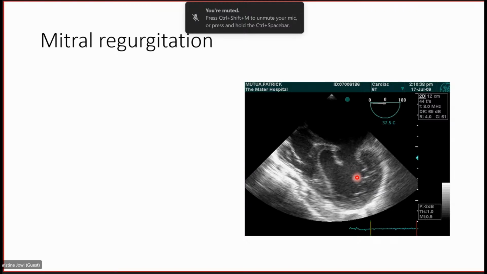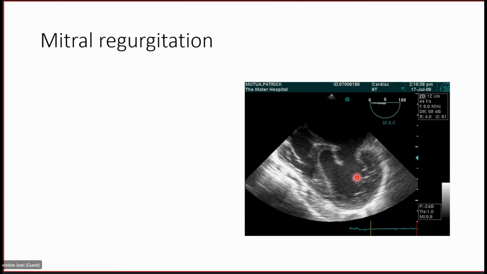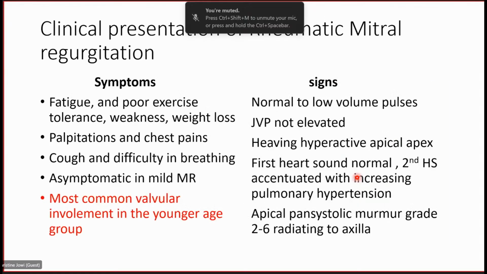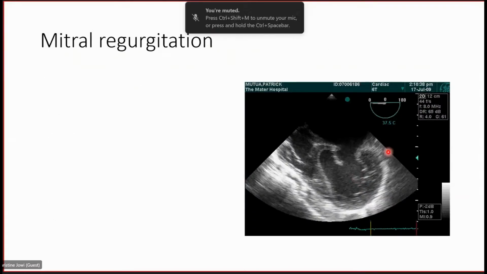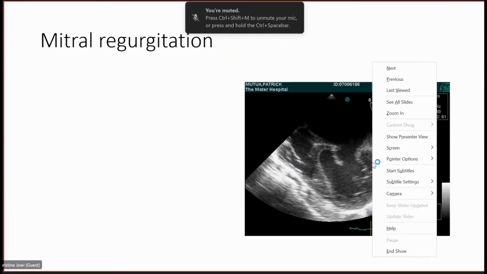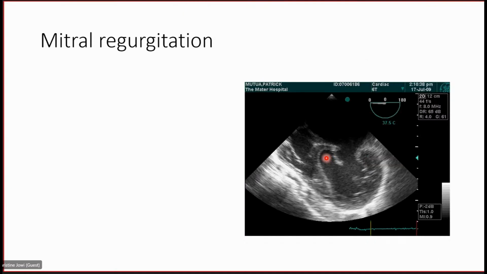Are we still together? Yes, sir. Okay. So these are the clinical presentations of mitral regurgitation. This thing used to play. It has refused to play, so I will leave it alone.